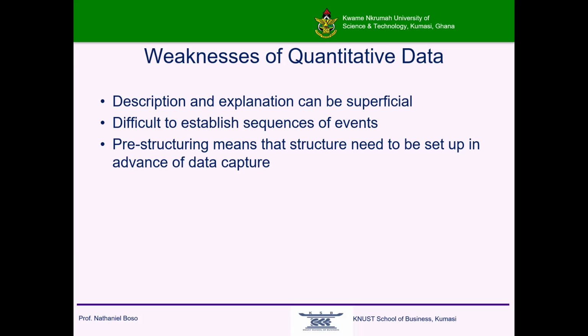Sometimes with quantitative data, it is difficult to establish the sequence of events. It has been presented to you. How do you know event E occurred before event B? Except when you have collected longitudinal data, where you specify when a particular event occurred and the data was collected. Other than that, with studies like cross-sectional data, how do you tell operations occurred before performance? By looking at the variables, you cannot tell. Okay.